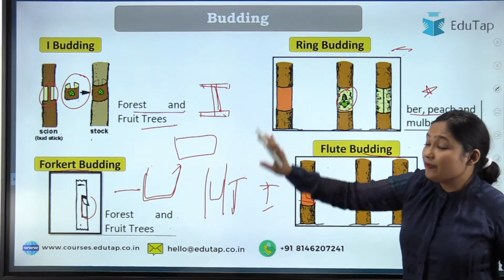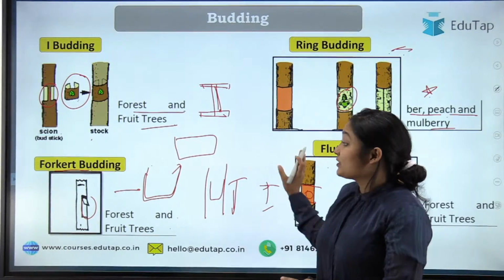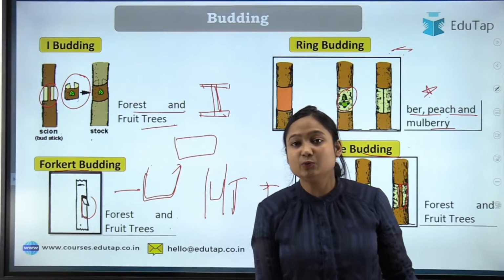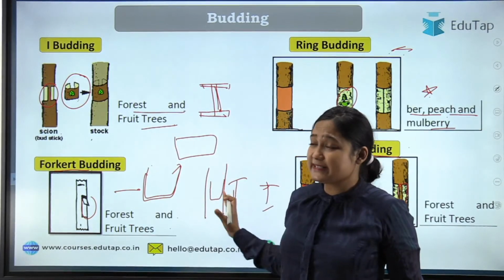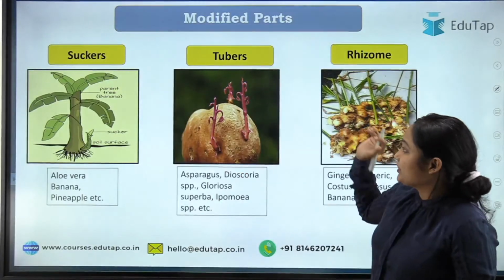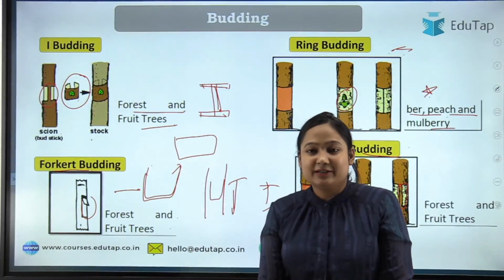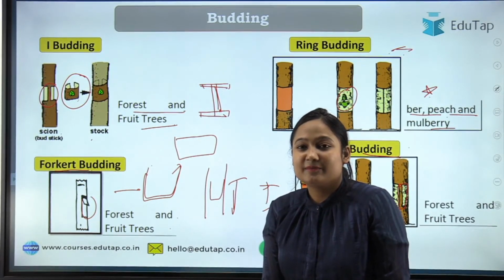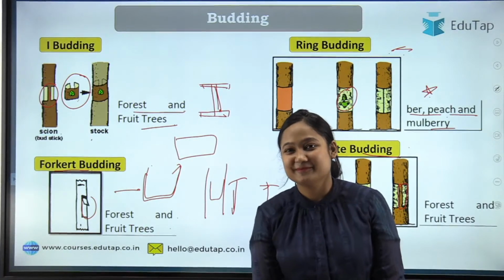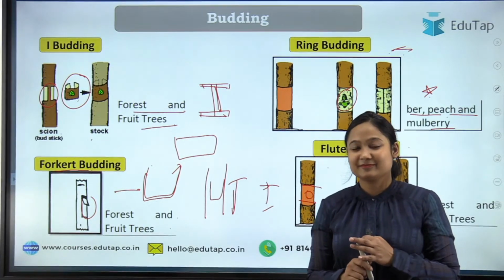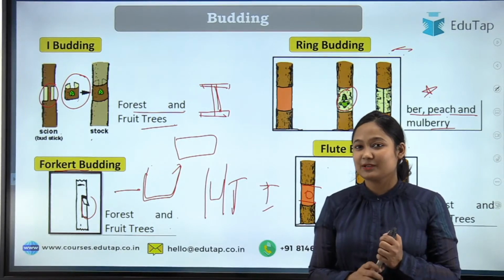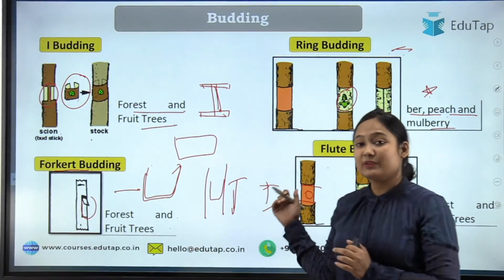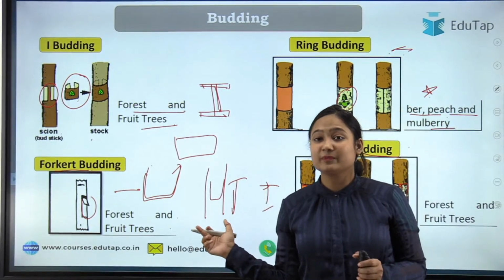So is everything clear about every kind of budding? If there is any confusion, do let me know if you want me to explain any part again. I'll just wait, or if everything is clear, we will move to the next modified part. So do let me know in the comments. Albert says everything is fine. If anybody has any doubt, or if everything is clear, do let me know now so that we can move on.